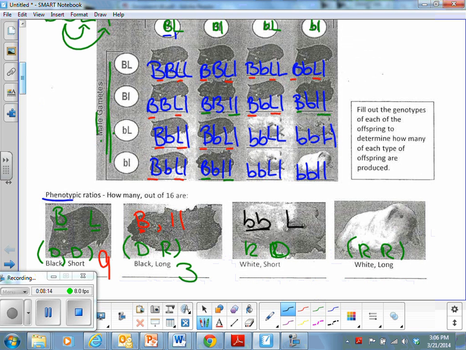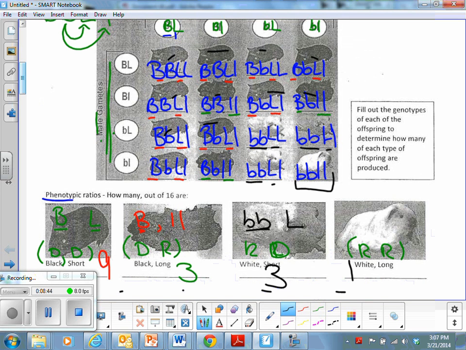Then if I go back through, all of these have been used already, so there's no point in me looking at them again. I got them. So save yourself some time. So I just have 4 guinea pigs remaining. If I look at the 4 that are left, little b, little b, at least 1 big L. Little b, 1 big L, little b, 1 big L. So that's 3. And then white and long, my last one, just have 1. So this ratio would be a 9, 3, 3, 1 ratio.